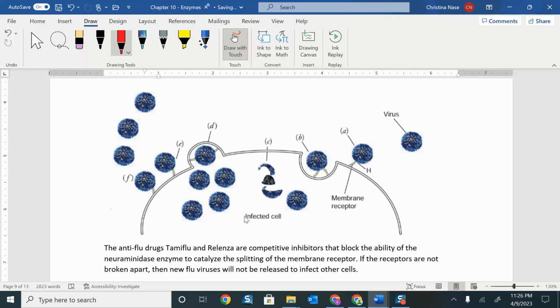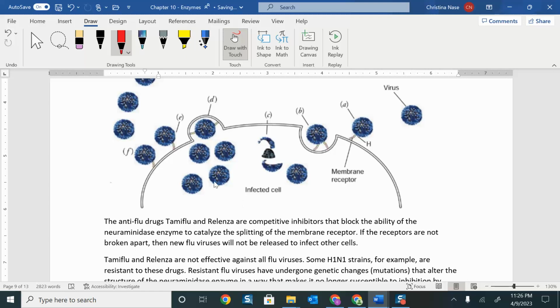But the anti-flu drugs like Tamiflu and Relenza, what they do, they're competitive inhibitors, and they block the ability of that N enzyme to break this off. So the N enzymes aren't going to work. They're not going to release this. So it doesn't affect this part. The cells are still going to have the flu virus in there. They're going to make them, but then they can't be released. They're not going to be released into the rest of the body.